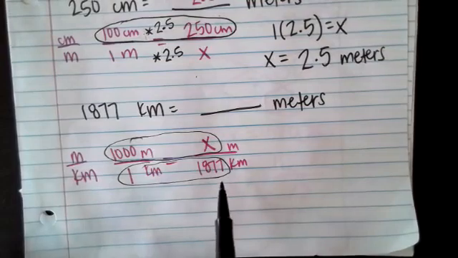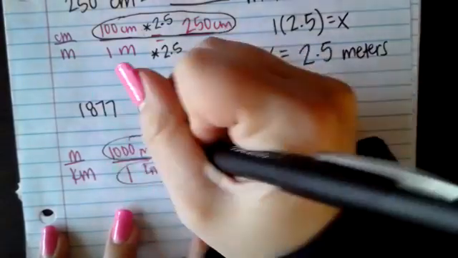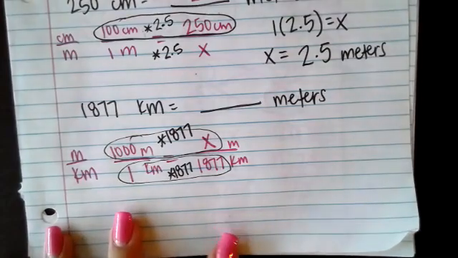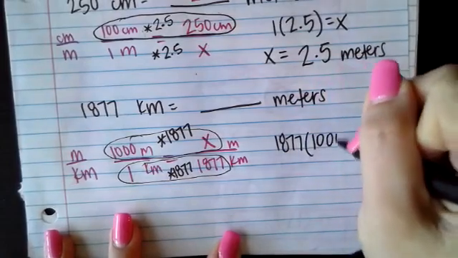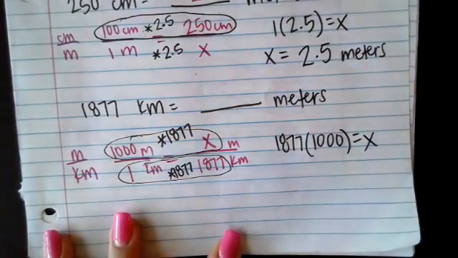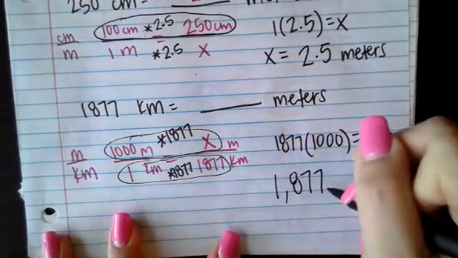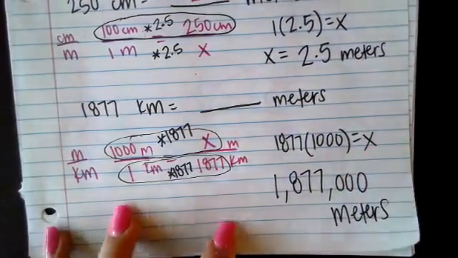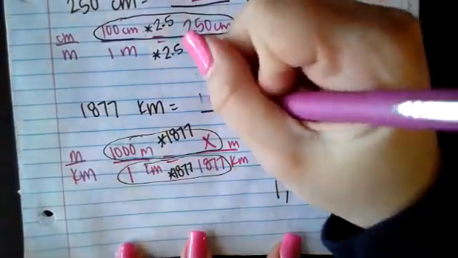To get from 1 to 1,877, I simply have to multiply it by 1,877. So if I multiply the same thing to the top to keep it all proportional, 1,000 times 1,877 is going to equal X, the number of meters. So when I do this multiplication, it is equivalent to 1,877,000. So there are 1,877,000 meters in 1,877 kilometers.